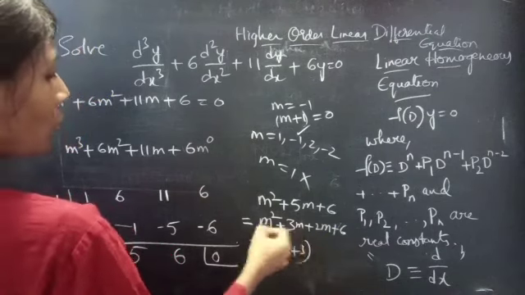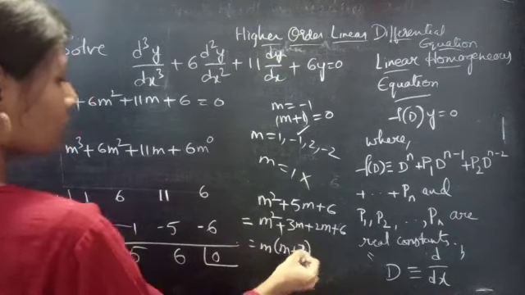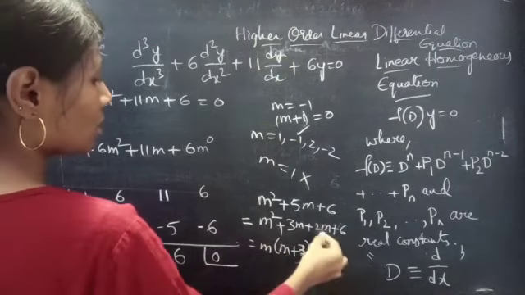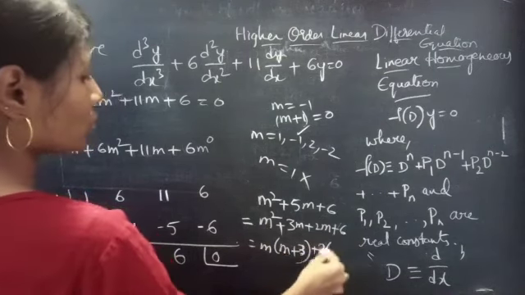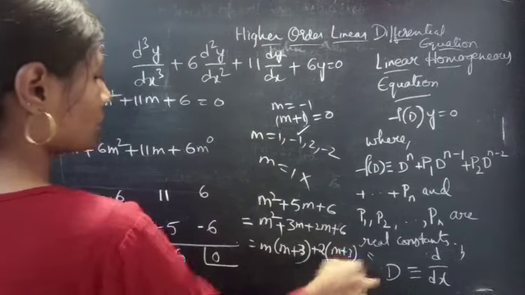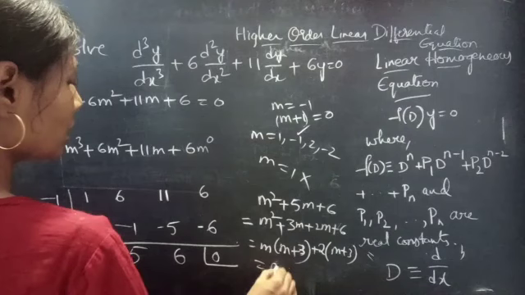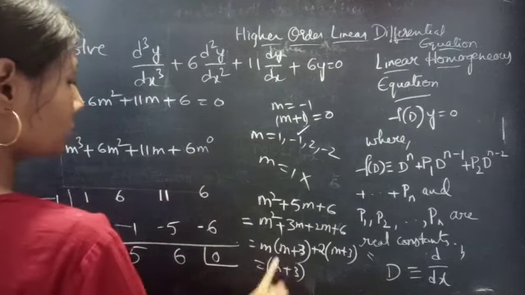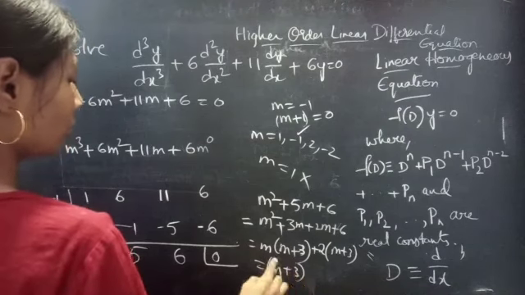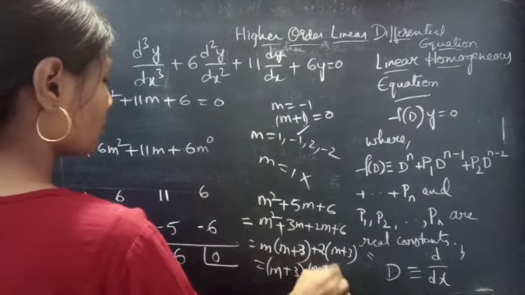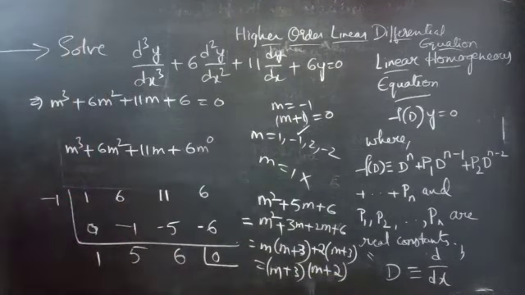We'll just take m common from the first two terms, then you'll get m times m plus 3, plus take 2 common from the next two terms, you'll get 2 times m plus 3. Now, take m plus 3 common from these two terms, then you'll get m plus 3 times m plus 2. These are the other factors for this polynomial, right?